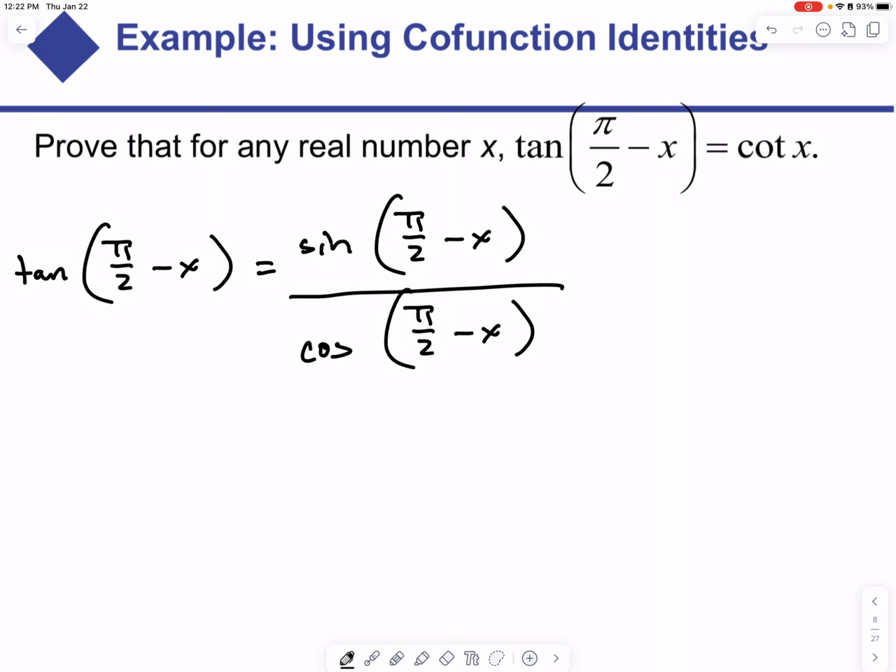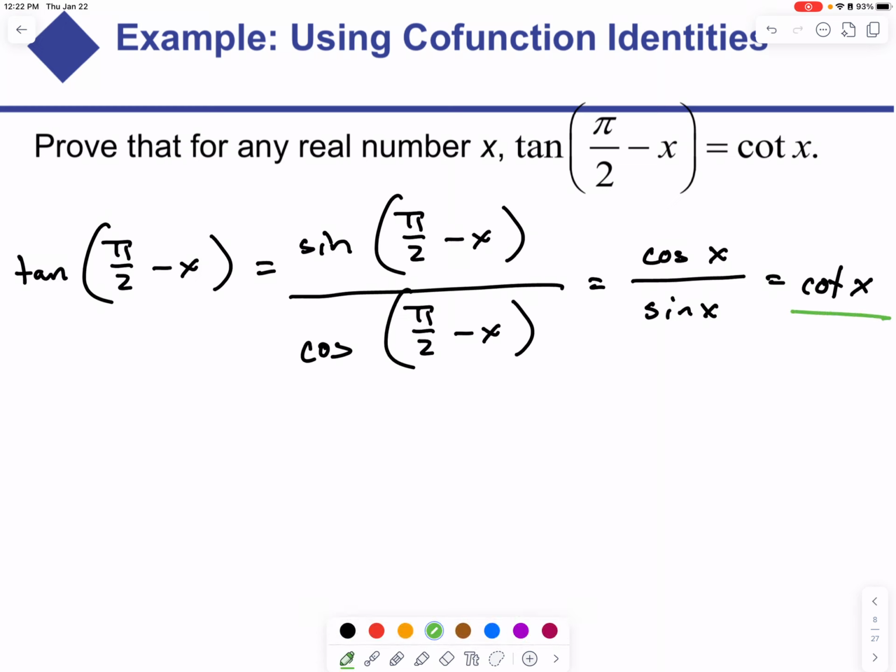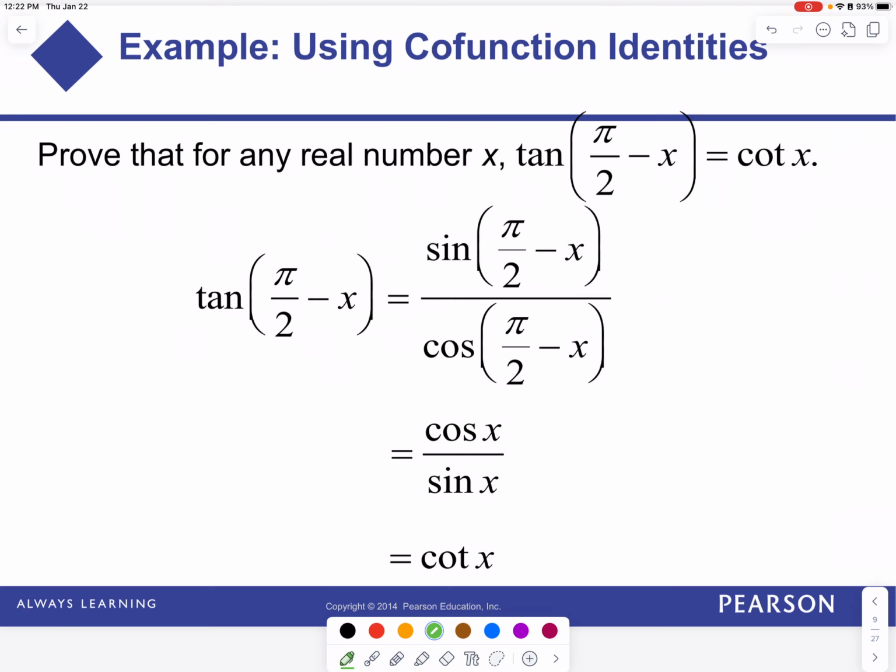Sine of pi over 2 minus x is what? That's cosine from the cofunction property or identity. So that should be the cosine of x over the sine of x. This is cotan of x. Okay. Here's a typed version of what we just experienced. Tan of pi over 2 minus x is sine over cosine, but sine of pi over 2 minus x is cosine, and cosine of pi over 2 minus x is sine. Cosine over sine is cotan.